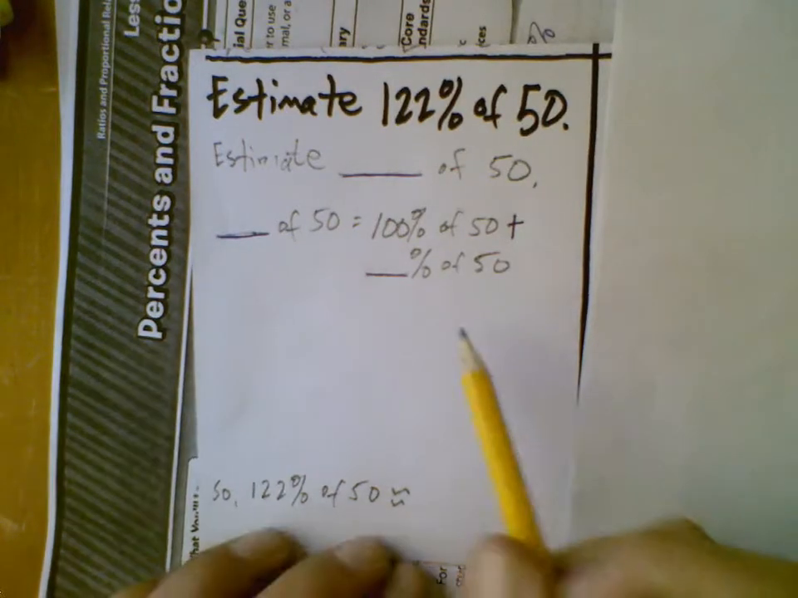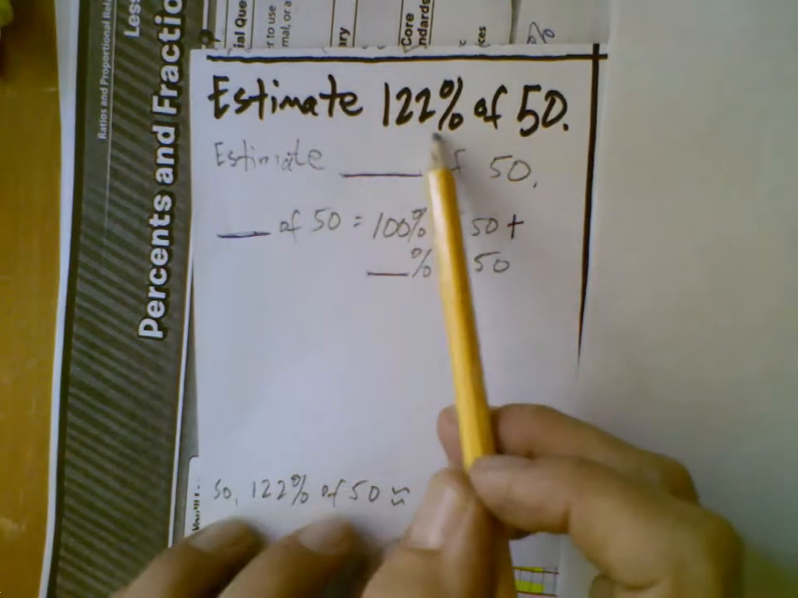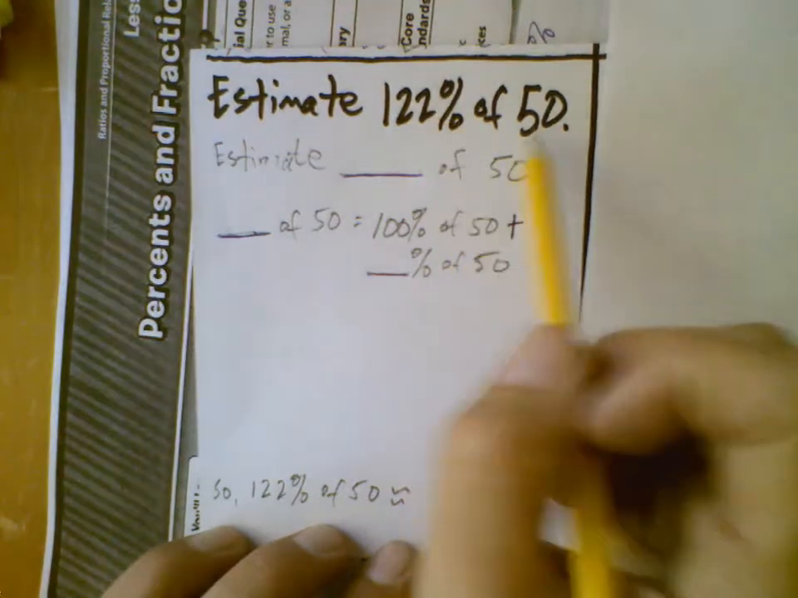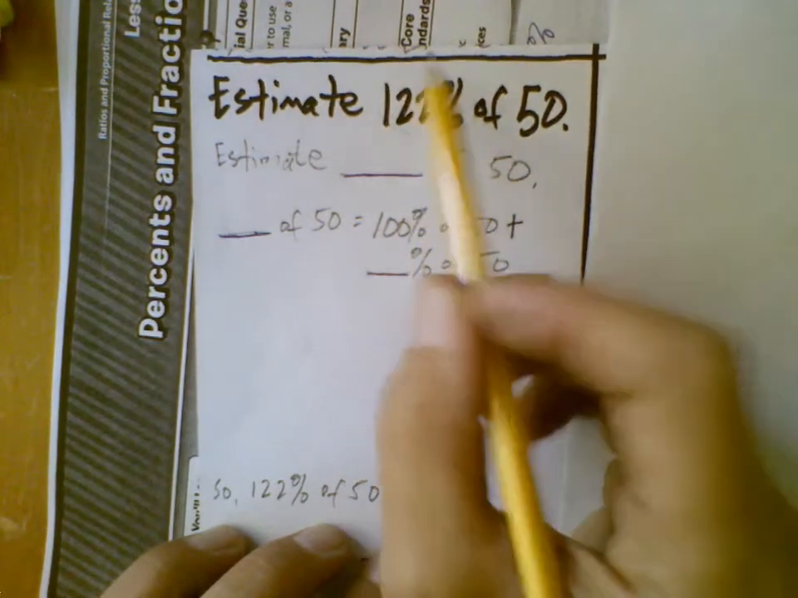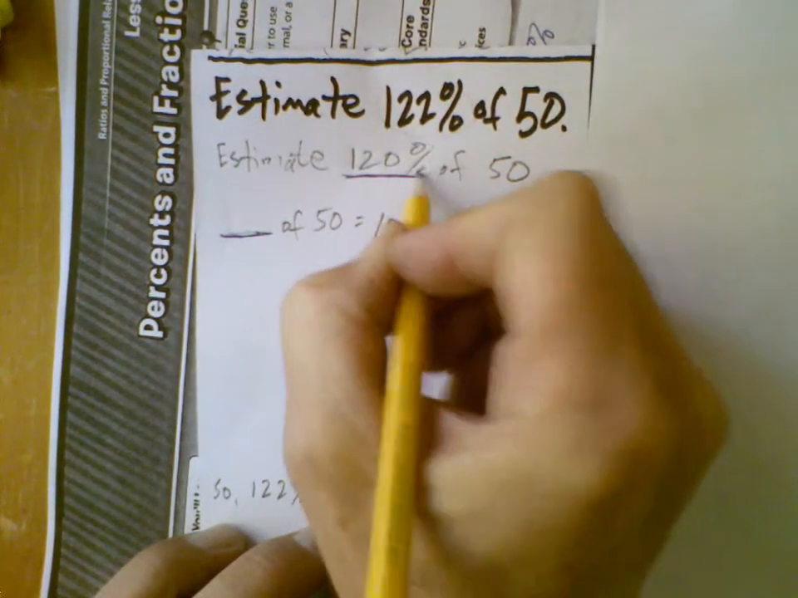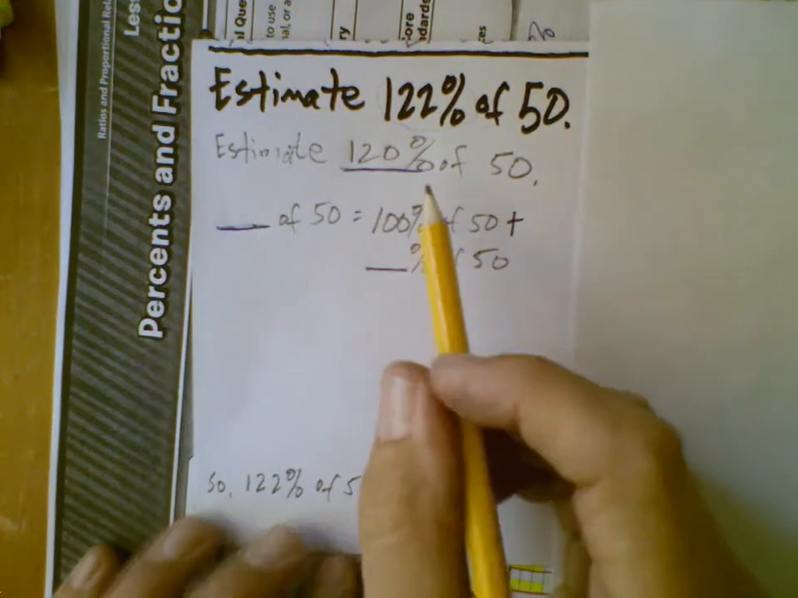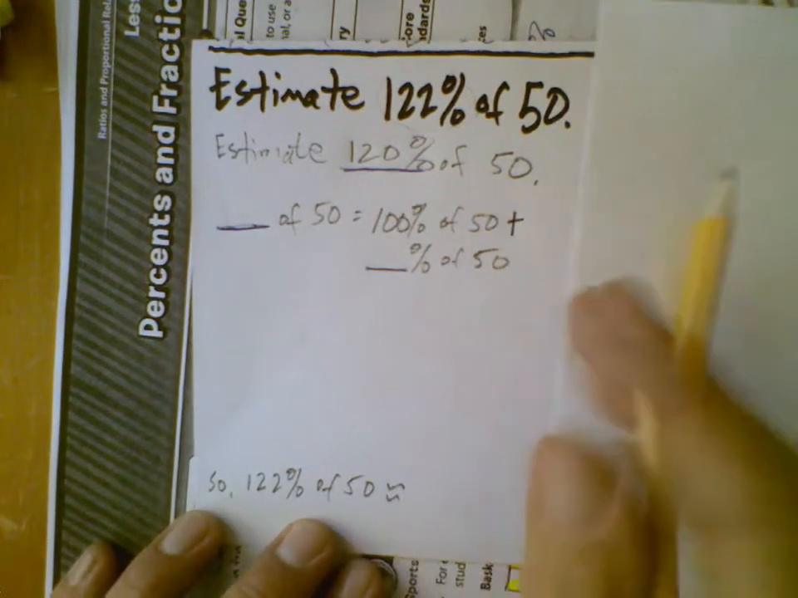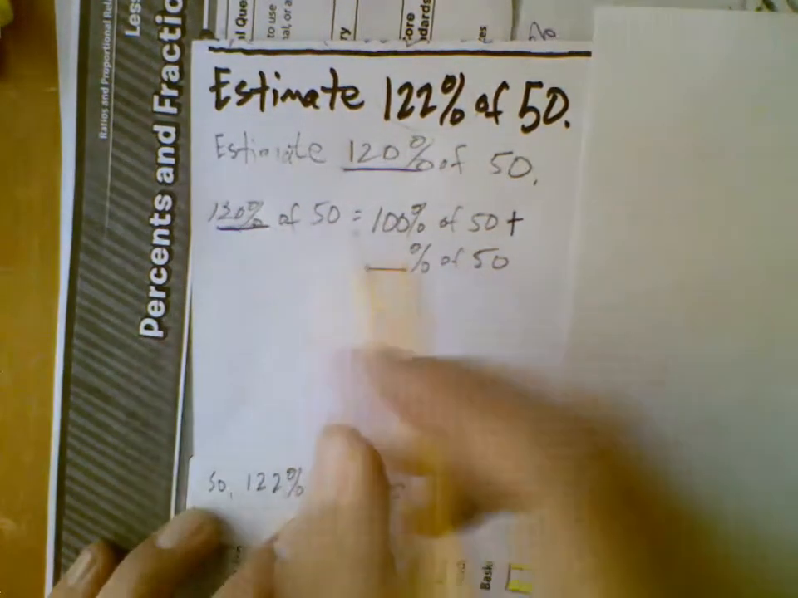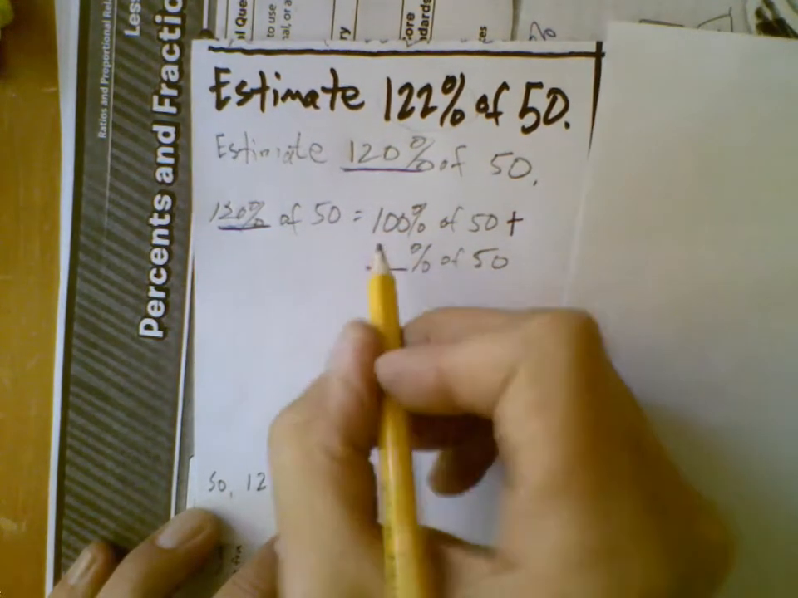Okay, here we continue on in underestimation problems, and here we want to estimate 122% of 50. Well, since we're estimating, 50 is a round number, but this is not very round, so let's change that to something easier to work with, say 120% of 50. So what I'm going to do this time, 120% is a little awkward to work with, so the first thing I'm going to do is 120% of 50 is equal to 100% of 50 plus 20% of 50.